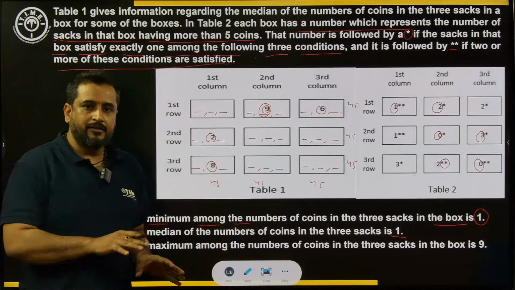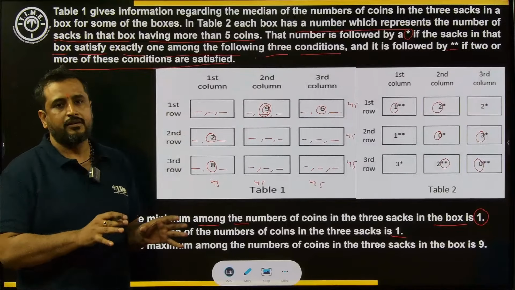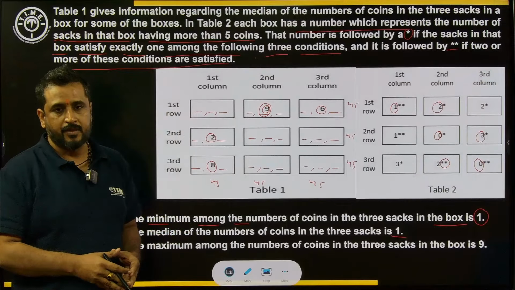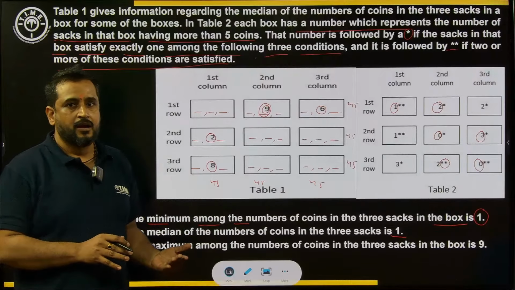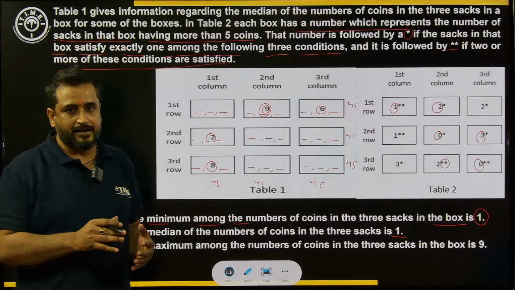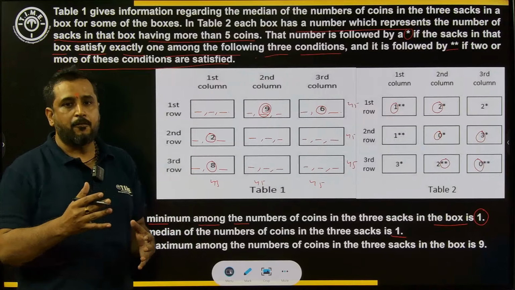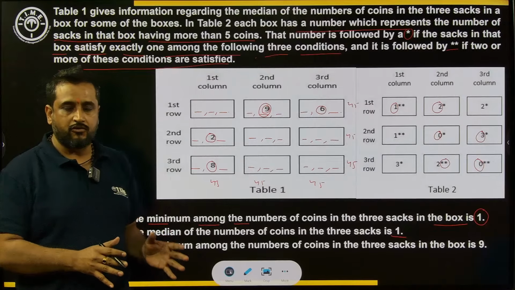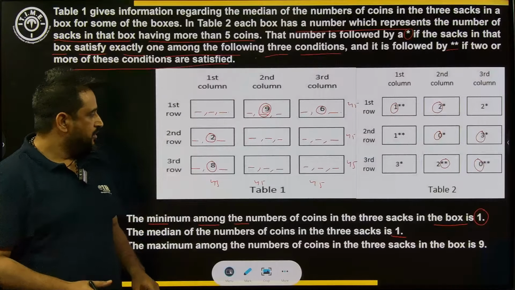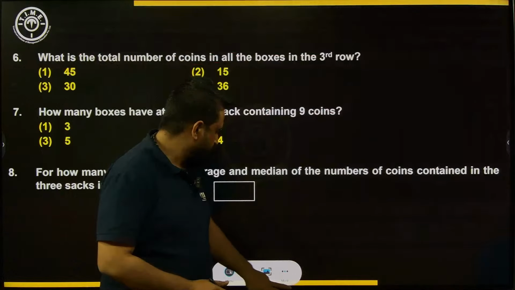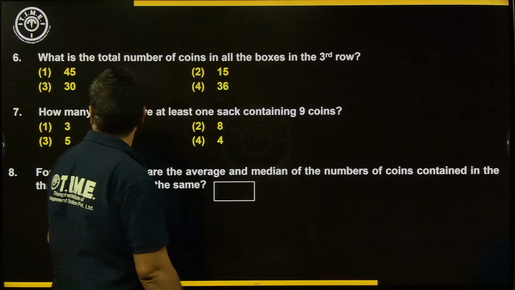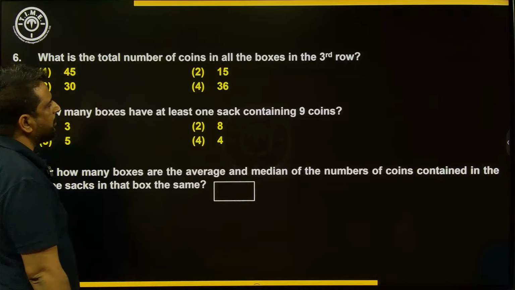So after reading this much lengthy data, you have to choose whether the question is to be solved or not. And the deciding factor will be the questions given below this, whether the questions are given with certainty or if we have possibilities. For that we have to look at the questions and then choose the question. Let's see the first question. What is the total number of coins in all the boxes in the third row?